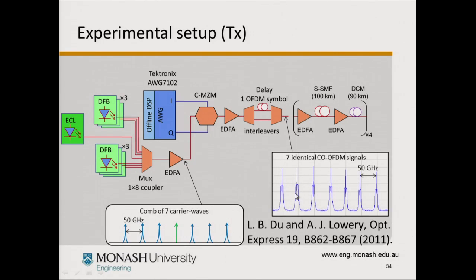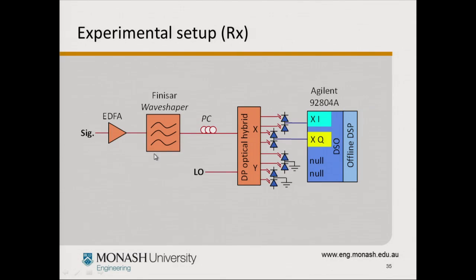So this is the optical spectrum that we transmitted through the link, and that's the receiver setup. We use this optical filter here to select only the middle channel, and this is a single polarization experiment, so we only need 2 outputs of the optical hybrid.